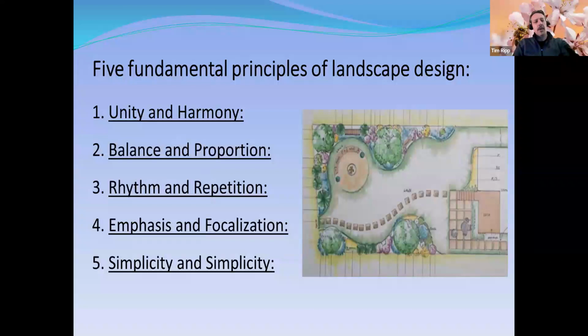while you're beginning your design process. So we always start with unity and harmony, creating space that makes sense. Then we move into balance and proportion, that deals with scale and the relationship to the landscape. Rhythm and repetition, that creates movement and connectivity throughout the landscape. And then emphasis and focalization. So that's creating the gem or the jewel of the landscape and creating focal points, things that really draw you into the landscape. And finally, in this aspect of fundamental principles, we talk about simplicity.